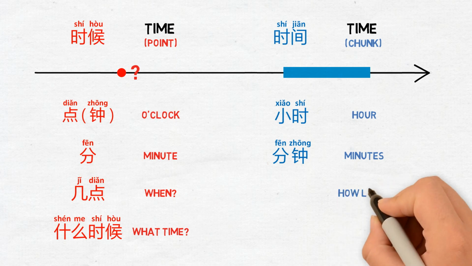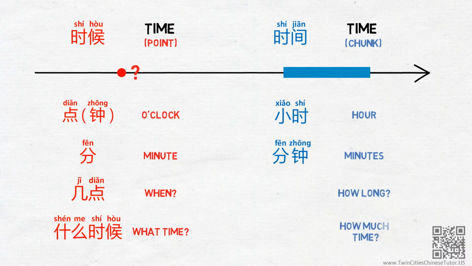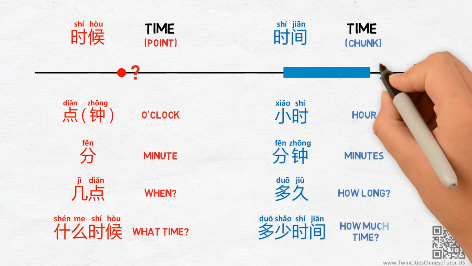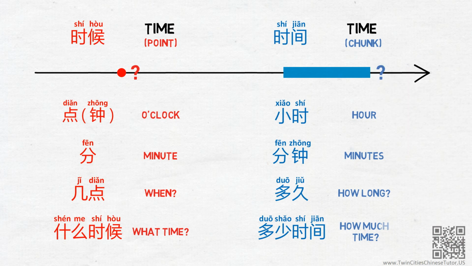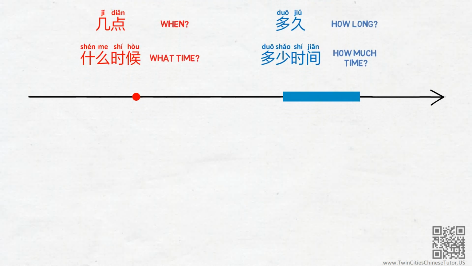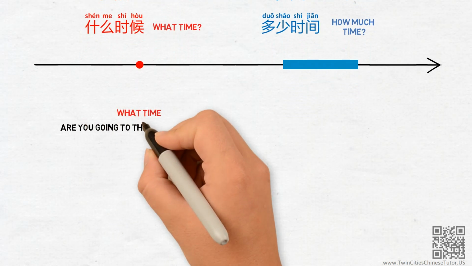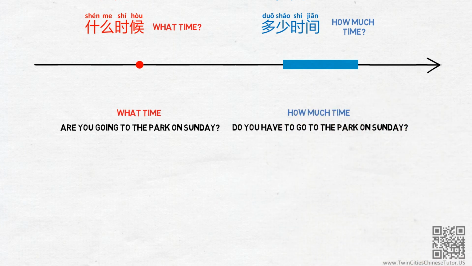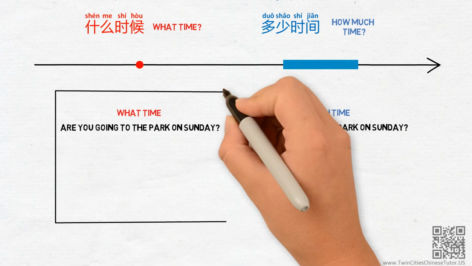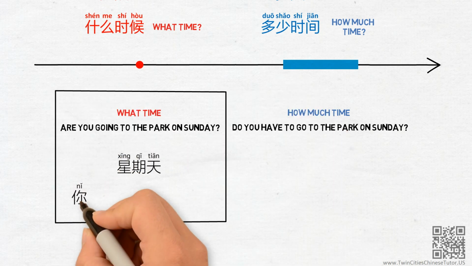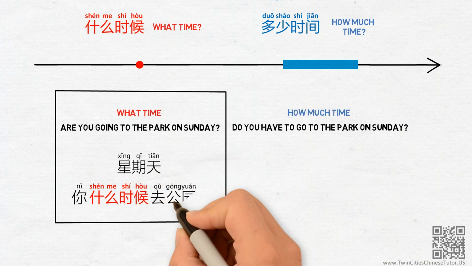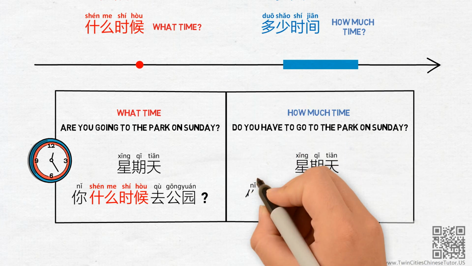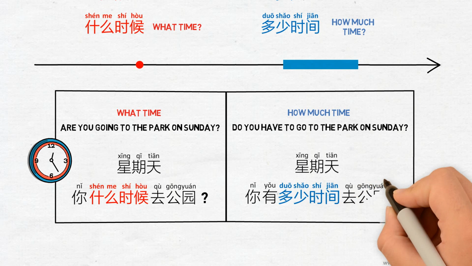But when we want to ask about how long or how much time we have, we would say 多久 or 多少时间. Here, we're asking about how big of a chunk of time we have. Let's compare two questions. If we want to ask, what time are you going to the park on Sunday? And how much time do you have to go to the park on Sunday? We would use 时候 for the first question and say, 星期天你什么时候去公园? And use 时间 for the second question and say, 星期天你有多少时间去公园?